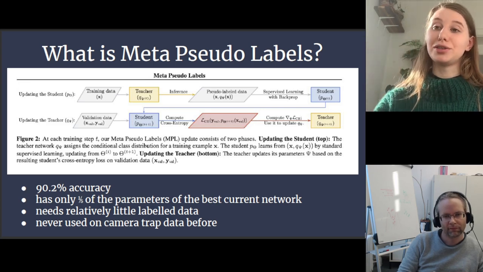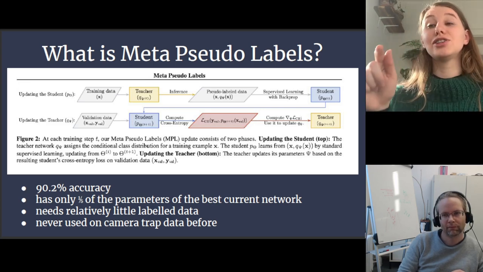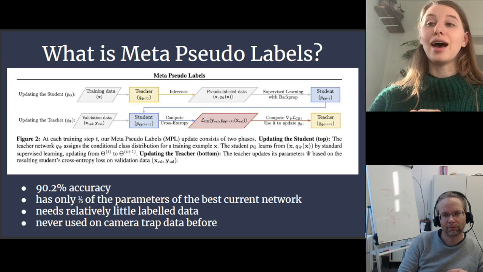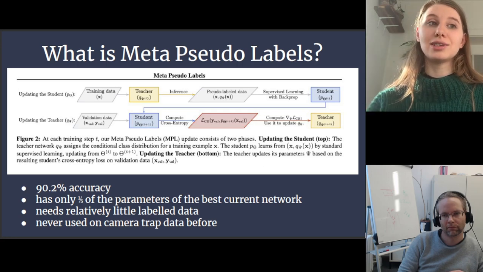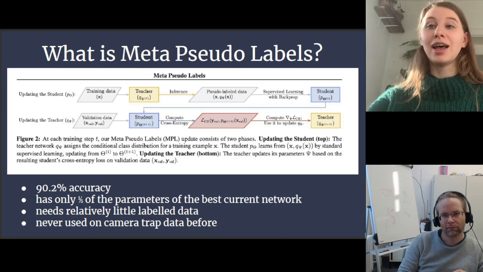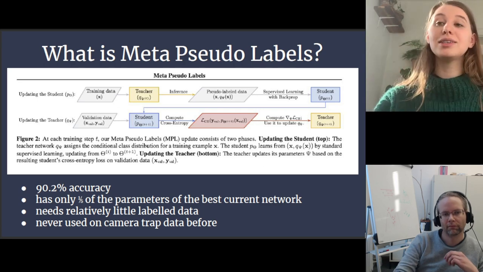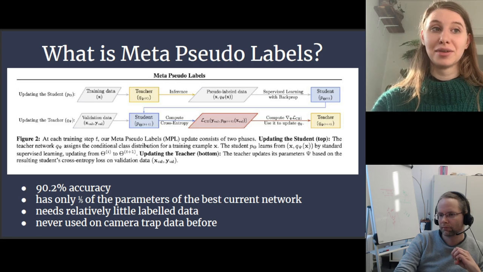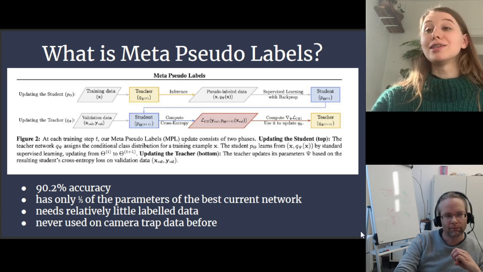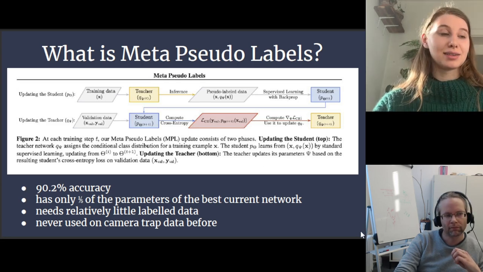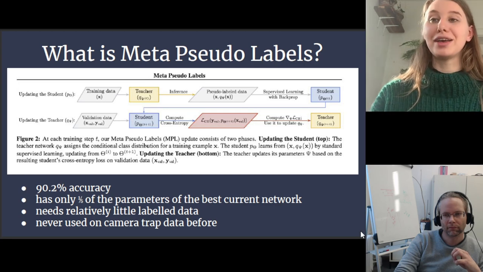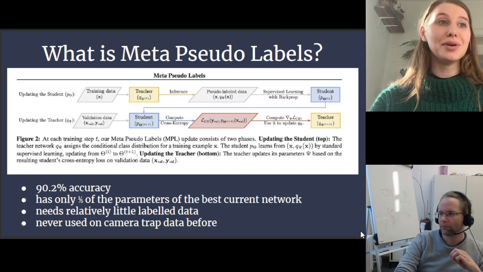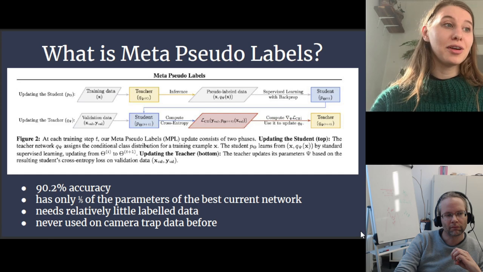And this is a circle. The teacher learns, it teaches the student, the student gives the results, the teacher tries to be a better teacher, and it goes round and round, where eventually the student becomes better than the teacher. This is the overall idea, and it might not sound like a groundbreaking concept, but this is very new and it hasn't been done before, and it has also never been used on camera trap data.